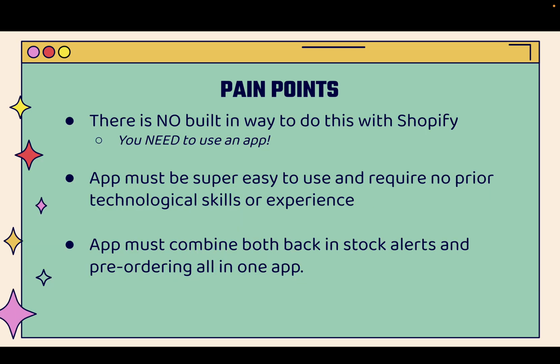Now, there's no built-in way to do this with Shopify. You're going to need to use an app. That's why you're going to be using the Stoq app, and I'm going to be showing it to you over the shoulder in this video. The app must be super, super easy to use and require no prior technological skills or experience, and most importantly, the app needs to combine both of these powerful tools in this strategy, pre-ordering and also the ability to have back in stock alerts. Both of these features in one app.